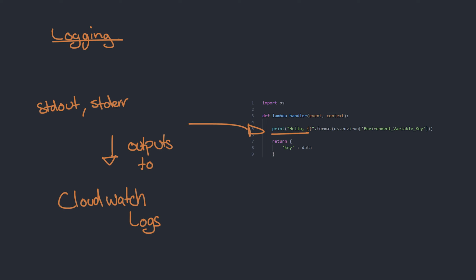To log through function code, you can use the Python print method or any library or any method that writes to standard out and standard error. This logging output is then saved to CloudWatch logs.